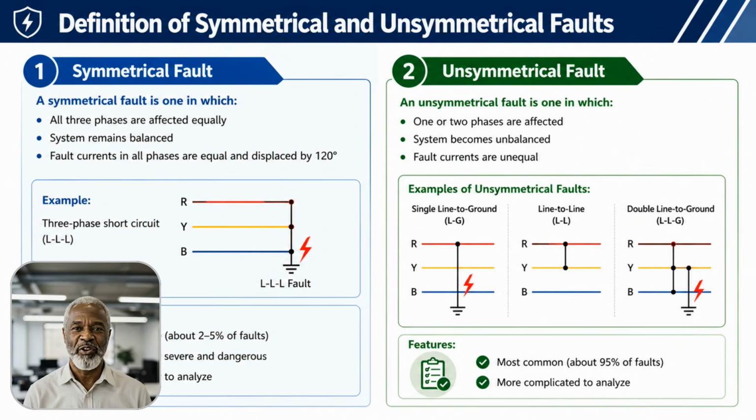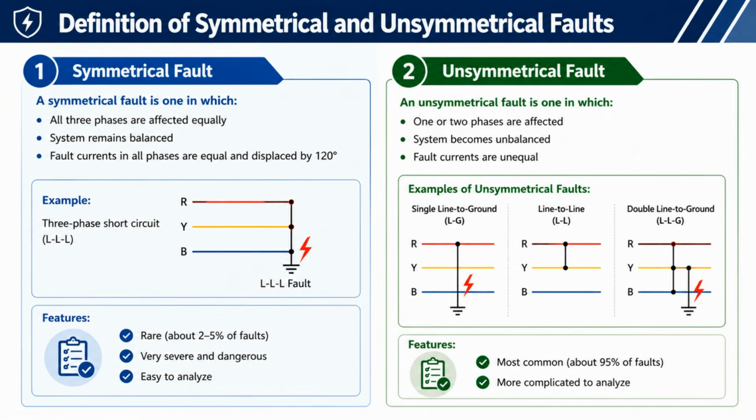Now, let us understand the definition of symmetrical and unsymmetrical faults. 1. Symmetrical fault. A symmetrical fault is a fault in which all three phases are affected equally. In this condition, the power system remains balanced. The fault current in all three phases is equal and displaced by 120 degrees. The common example is a three-phase short circuit. Features of symmetrical fault. It is rare, occurring in only about 2 to 5% of all faults. It is very severe and dangerous because it produces a very high fault current. However, it is easy to analyze because the system remains balanced.